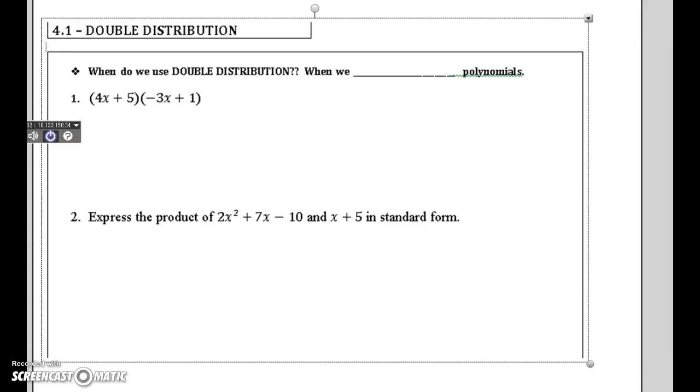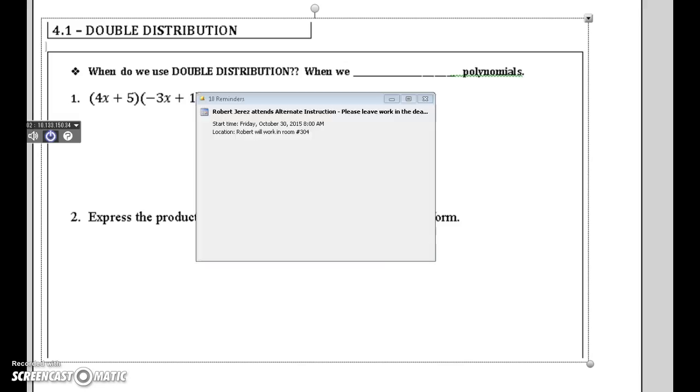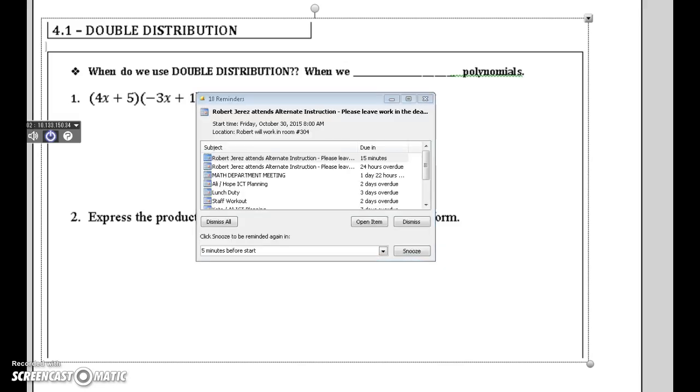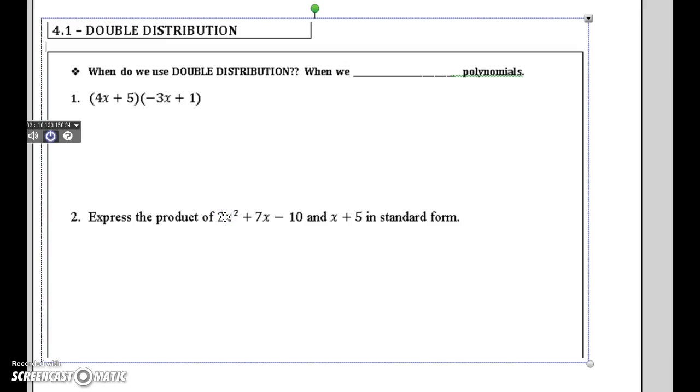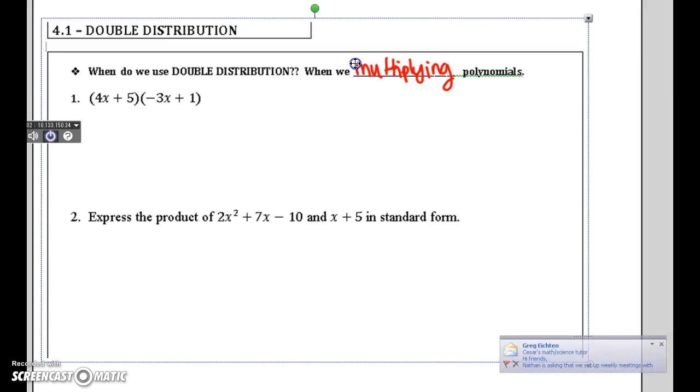Okay, we're going to move on now to some double distribution problems. So before we go ahead and double distribute, we need to know when we need to use double distribution. So we use double distribution when we are multiplying polynomials. And these can be multiplying binomials, multiplying trinomials, anything to 4 terms, 5 terms, any polynomials. When we multiply them, we're going to use this double distribution.